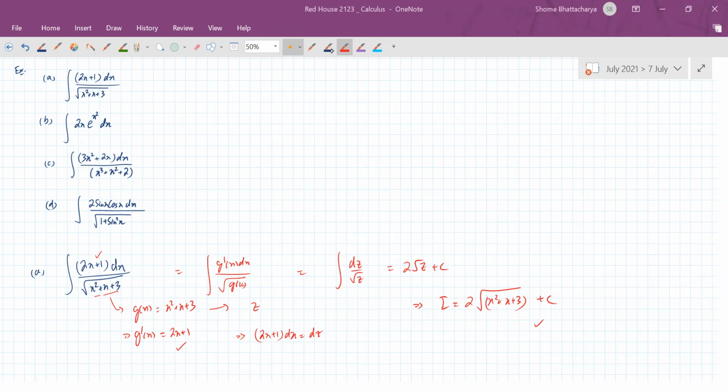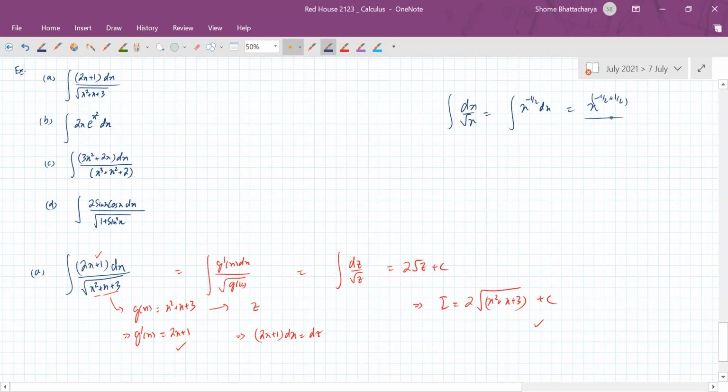Okay, so a couple of you have made one mistake here. Integration of dx by root x, that is integration of x to the power minus half. So the power comes out to be half and not 2 by 3. So it's minus half plus 1. So it is 2 root x plus c.